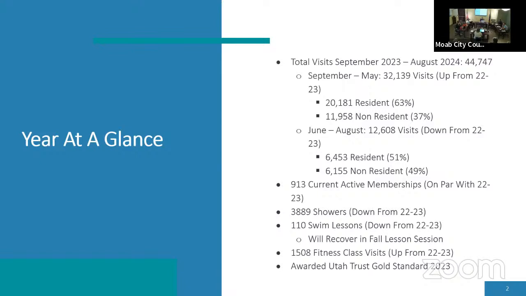They do come to the region. Yeah. 1,500 fitness class visits, which were up from the previous fiscal year, and we were awarded the highest standard from our insurance agent, the Utah Trust Gold Standard. They come and they do several facility walkthroughs each year and also test out our staff on their life-saving capabilities. So really happy to see that recently.